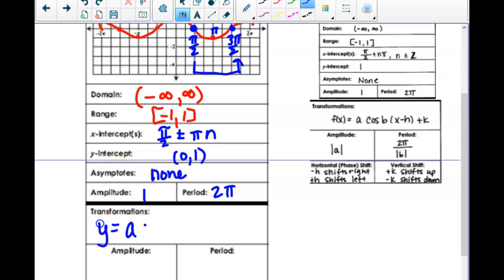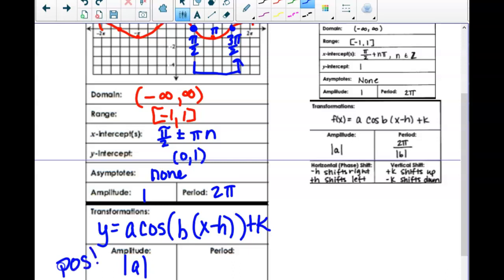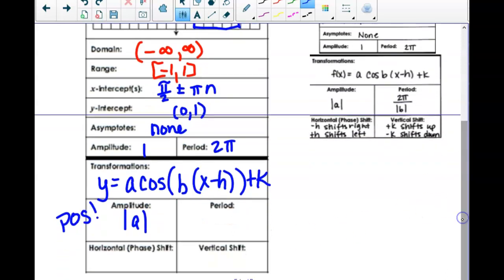So it's a cosine of b times x minus h, plus k. The amplitude is still a. It still has to be positive. If they give us a negative when we state the amplitude, what would a negative do, guys? If you put a negative on the outside of a function, do you remember what that does? Yeah, it flips it upside down. The negative has nothing to do with actual amplitude. The period is still 2 pi over b, and I'm just going to say plus or minus h and plus or minus k, and we'll worry about those later.